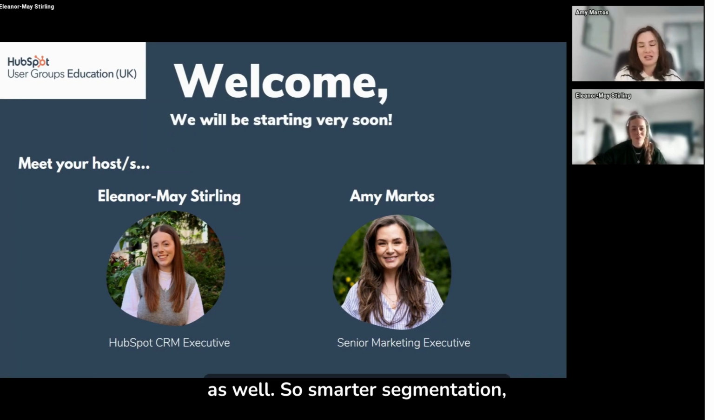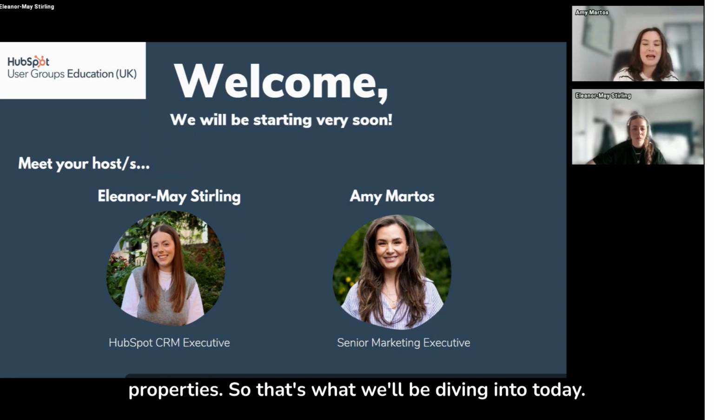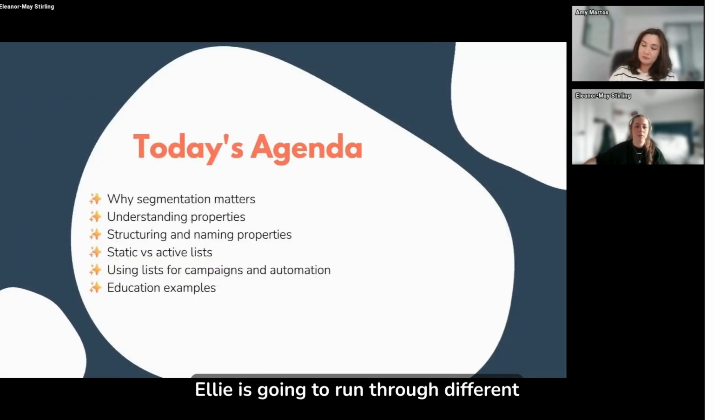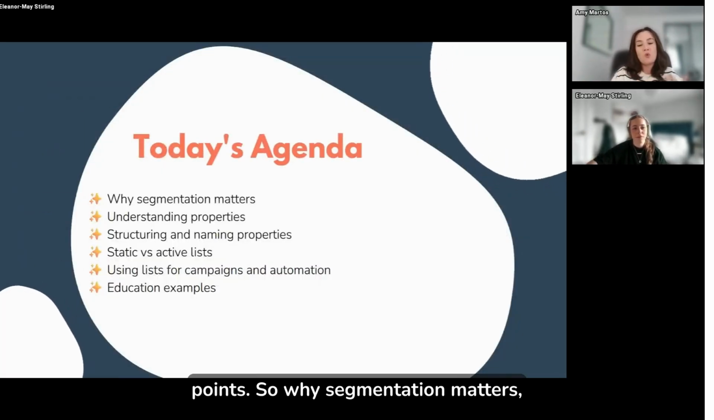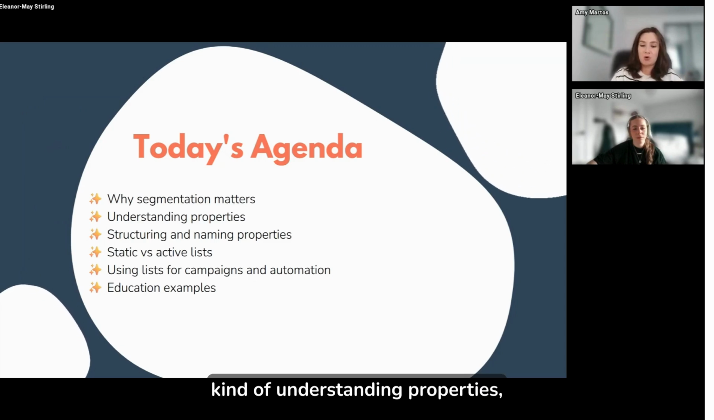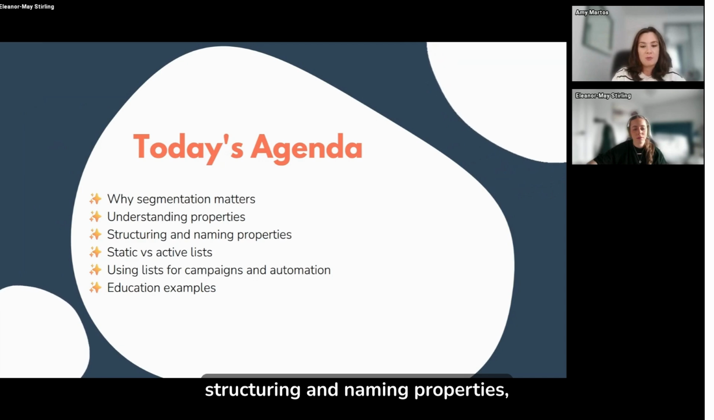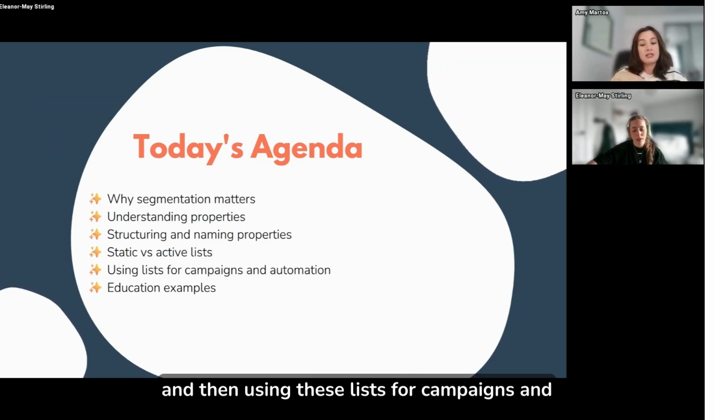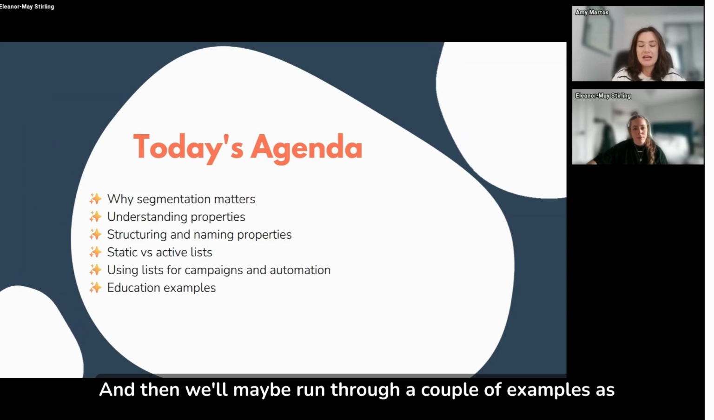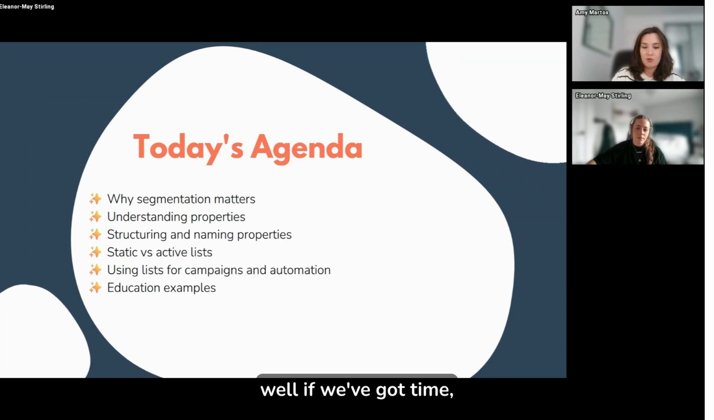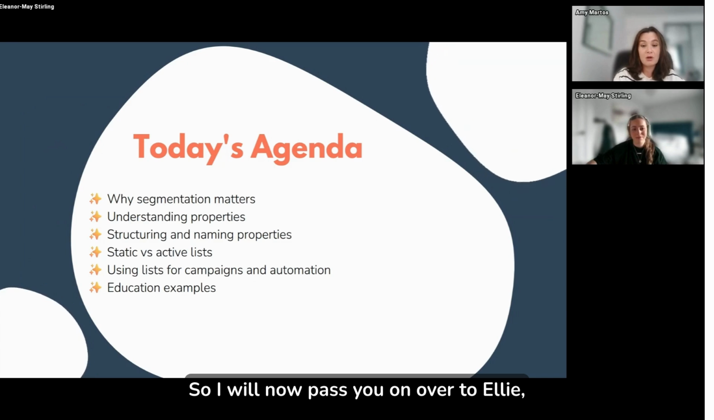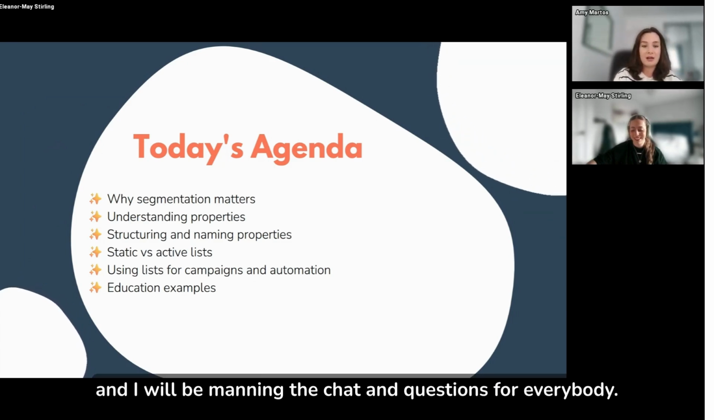So smarter segmentation, reaching your audience with HubSpot lists and properties. That's what we'll be diving into today. Our agenda: Ellie's going to run through why segmentation matters, understanding properties, structuring and naming properties, and then the difference between static and active lists, and then using these lists for campaigns and automation. Then we'll maybe run through a couple of examples as well if we've got time regarding education organizations. I will now pass you over to Ellie, and I will be manning the chat and questions for everybody.